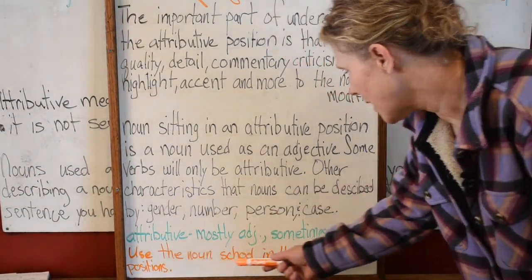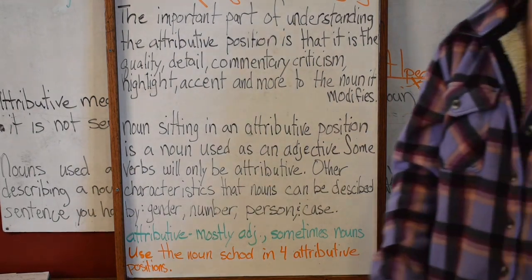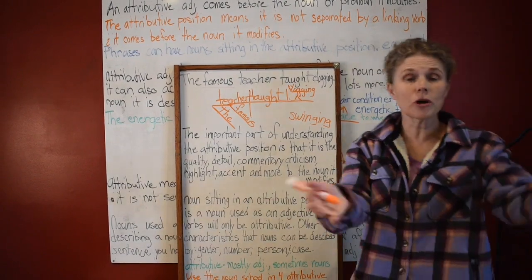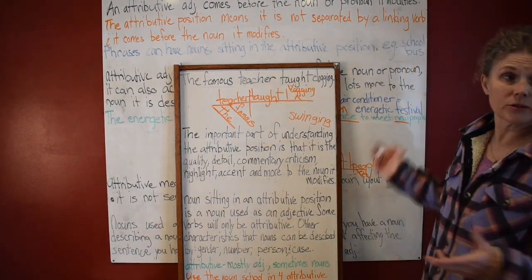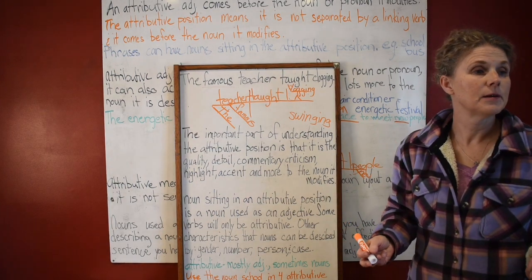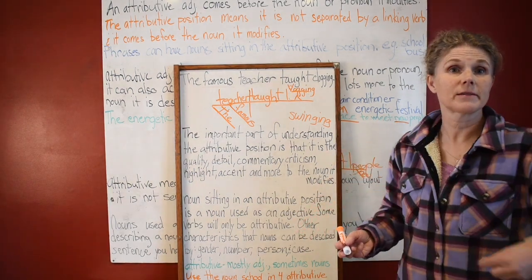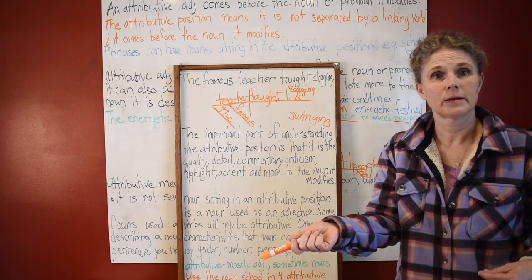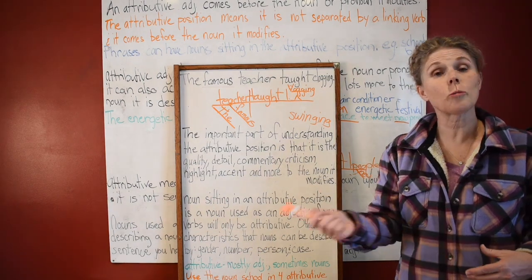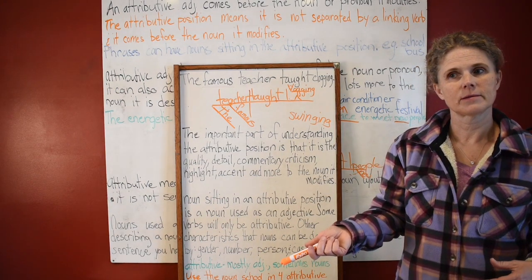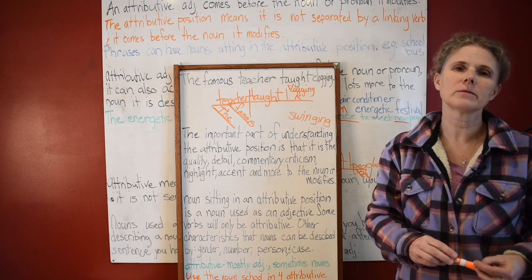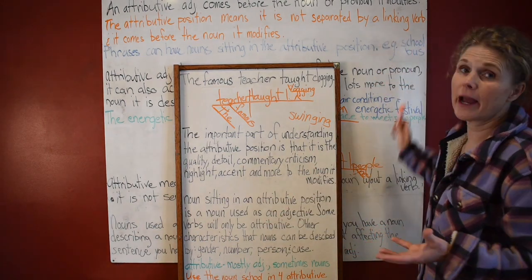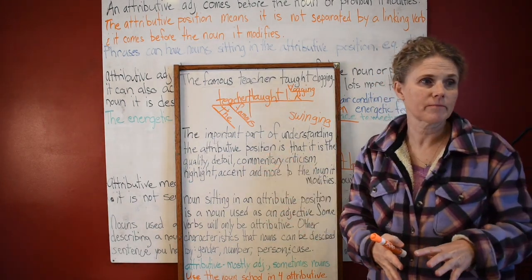So use the noun school in four attributive positions. I want you guys to do that. Use the noun school. I used one here. Now you guys use it. Schoolhouse. School work. School plays. School mascot. How about school bell? School court. Yeah, you probably could use court. So see how you can take your noun, find another noun, and put them together.